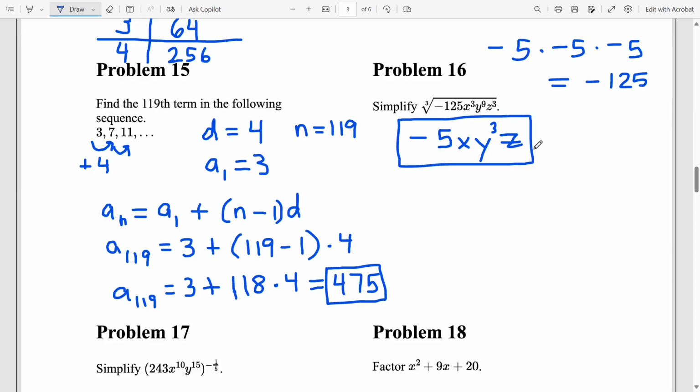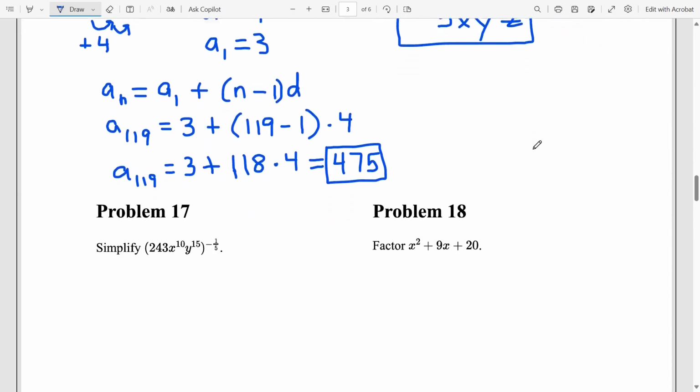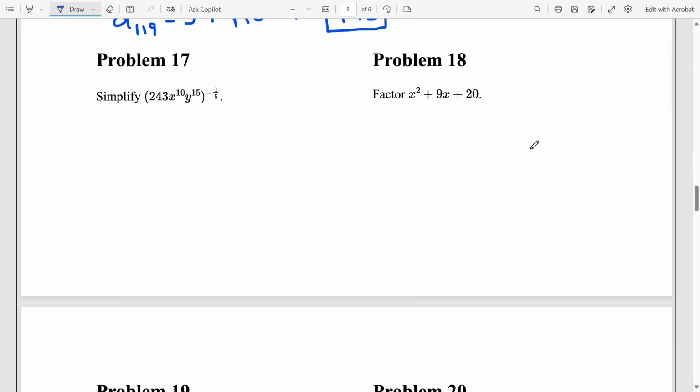All right, let's keep going. All right, so problem 17, we're simplifying 243 x to the 10th, y to the 15th to the -1/5 power. So to make that the positive 1/5 power, we could put that in a fraction. We could say this is 1 over 243 x to the 10th, y to the 15th to the positive 1/5 power.